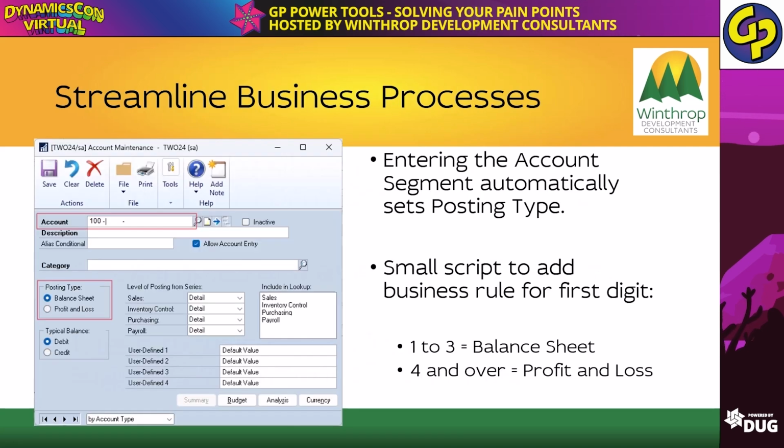An example of streamlining business processes could be entering in accounts into the GL account maintenance window. When you enter the account, the segment that contains the primary account, if it starts with 1, 2, or 3, it being an asset, liability, or equity, it should be a type that goes on the balance sheet. Anything else should go to the profit and loss statement. Adding a small script with that business rule allows us to enter in the account number and for the posting type to automatically change.